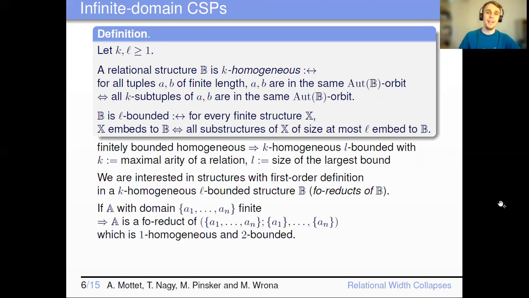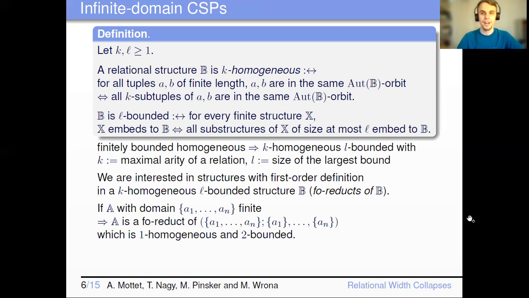But I promised you that we are interested in the first order reducts of such structures, which is a much more general class than just the class of K-homogeneous L-bounded structures. What is a first order reduct of such a structure? This is just a structure that has a first order definition in some K-homogeneous L-bounded structure. At first sight, it is not clear whether this is really a generalization of finite domain relational structures, and it is, and it's not so hard to see.